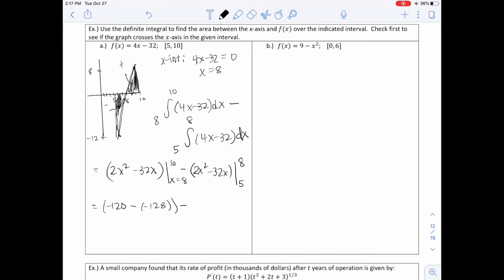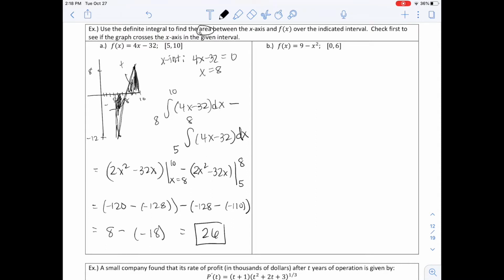Evaluating this at 8, we have minus, we're going to have that negative 128, which we just did, minus, evaluating this at 5, and have 2 times 5 squared minus 32 times 5, we have negative 110. Simplifying that first set of parentheses here that we have, we arrive at 8 minus, and then we have negative 128 plus 110, it's going to become 18, and it would be negative, and then this would work out to being 26. So again, this is our area that we are calculating.